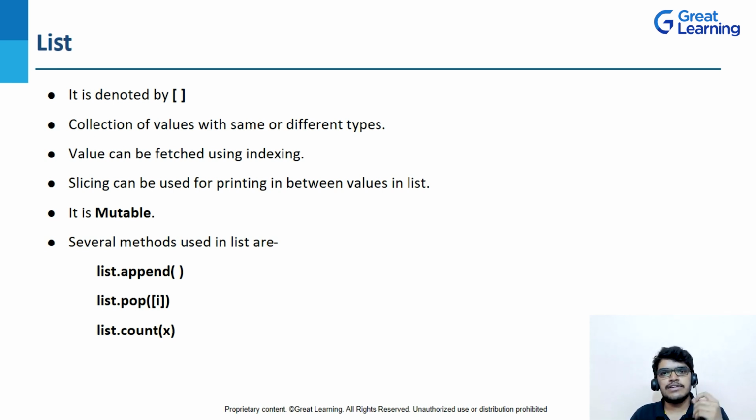So in list, we are having several methods such as list.append. So if you want to insert or add any value, you can use append function. It will add the value at the end. Now coming to list.pop. Basically if you want to remove any element from the list, then you can use pop function. Now coming to list.count. Count function will tell you how many times a value has appeared. So these are some methods that we can use in list. Basically in list, we have a lot of methods, but I've shown you some examples. So now let's see list in Jupyter Notebook.